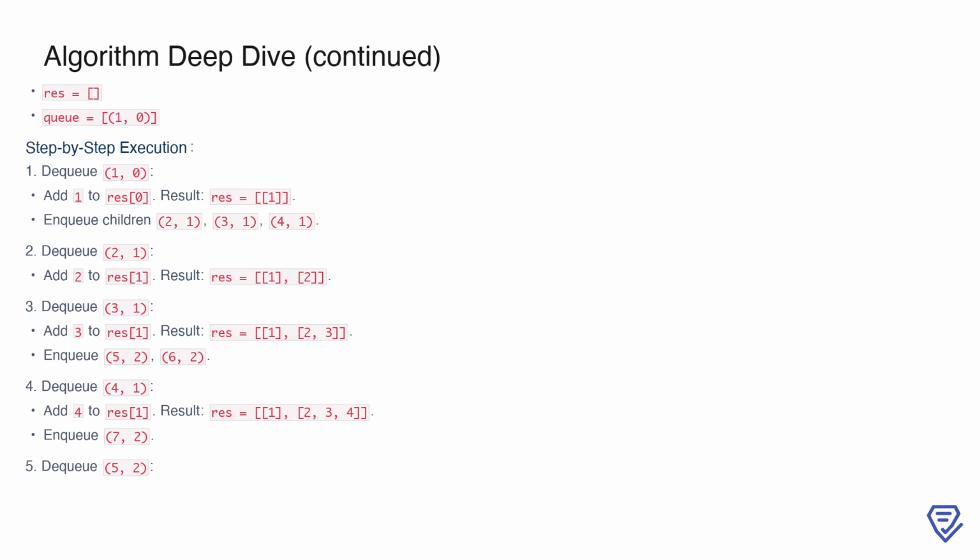Moving forward, we dequeue (2, 1), and add the value 2 to the second level of the result list, updating it to res equals [[1], [2]]. Then, we dequeue (3, 1), and add 3 to the second level, resulting in res equals [[1], [2, 3]]. Node 3's children, 5 and 6, are enqueued at level 2. Afterward, we dequeue (4, 1), and add 4 to the second level, resulting in res equals [[1], [2, 3, 4]]. Node 4's child, 7, is enqueued at level 2. This step-by-step processing ensures all nodes are visited in the correct order.